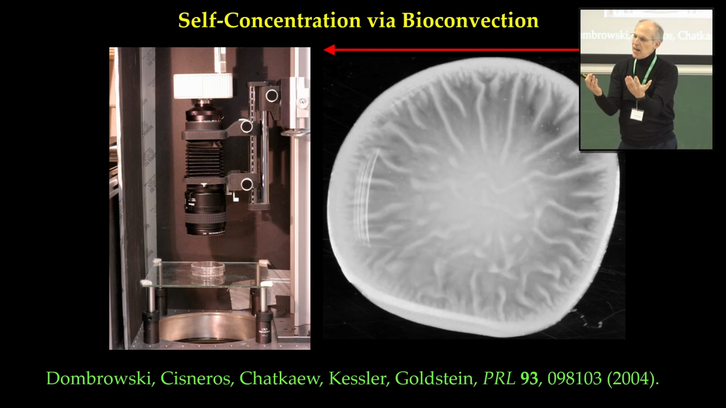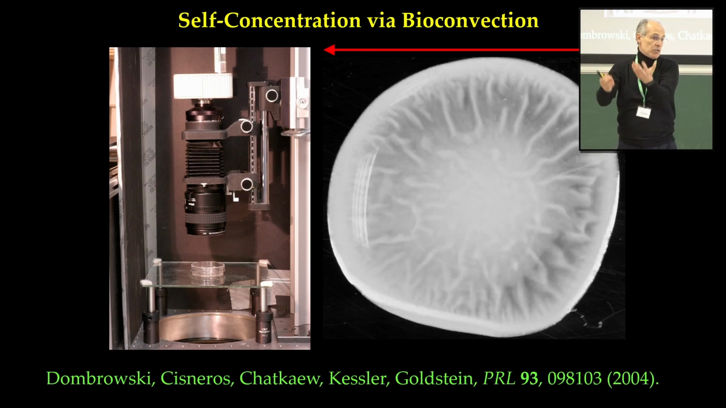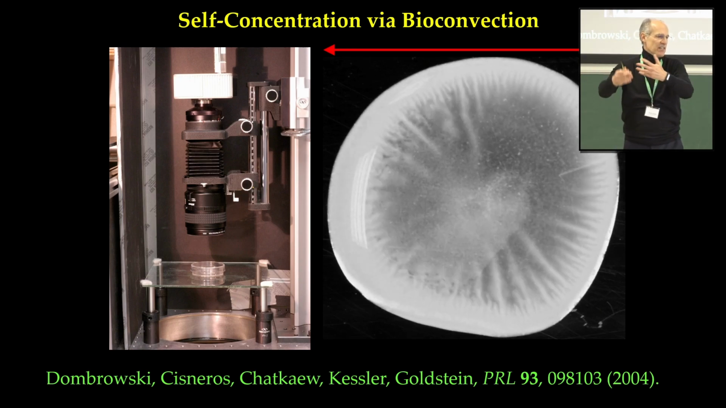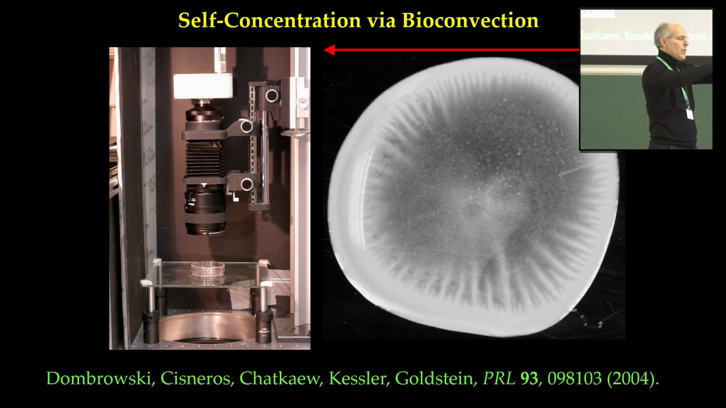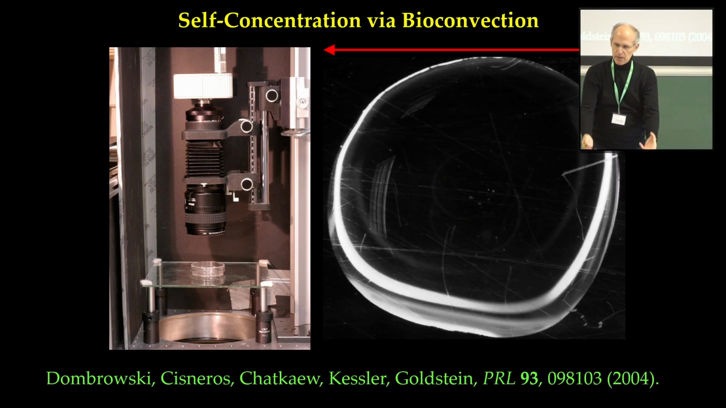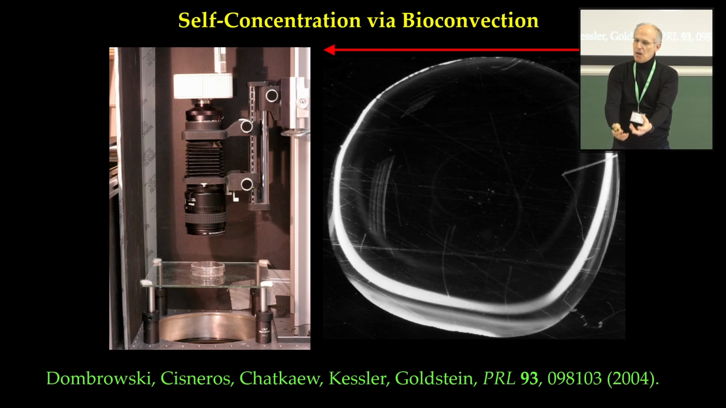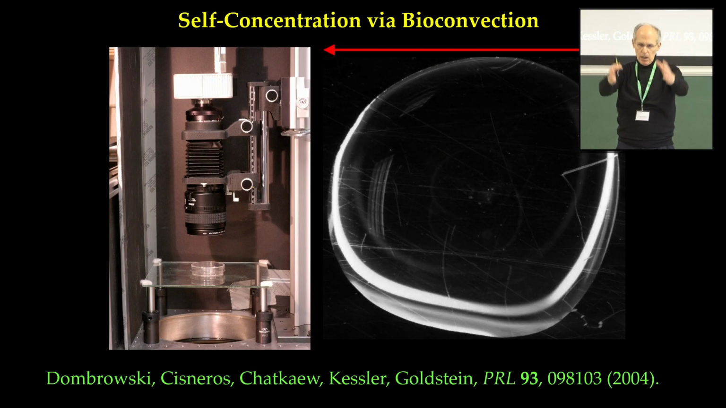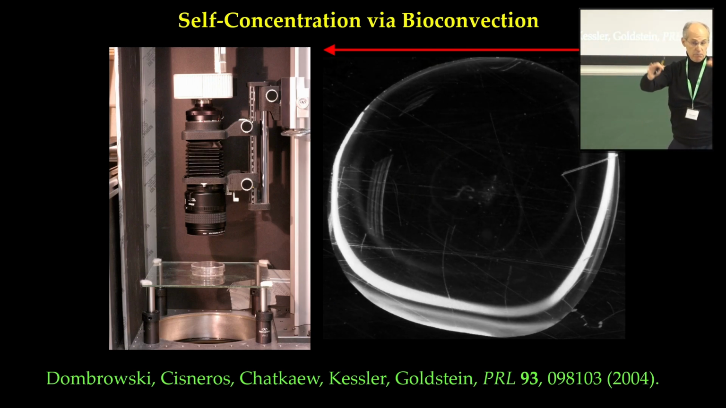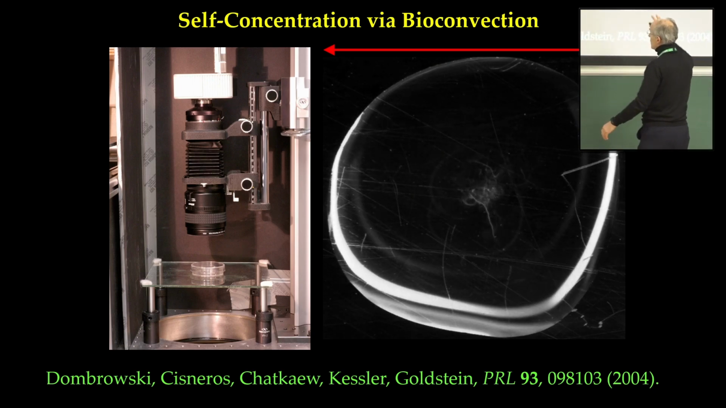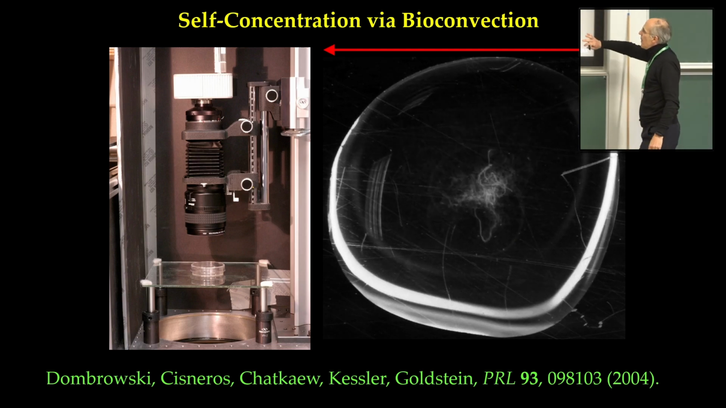So having accumulated at the top, you have an unstable stratification, sort of like a Rayleigh-Taylor kind of system. And so you end up with plumes of bacteria that fall down, but still the oxygen gradient points up. And so you end up with a persistent dynamics of bioconvection. And it's a little bit like the Bénard convection.